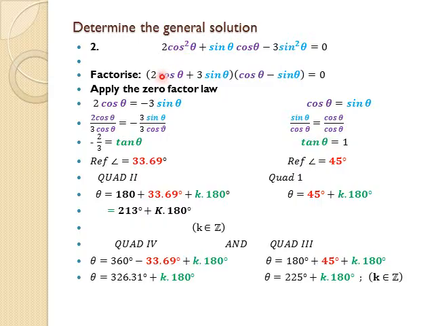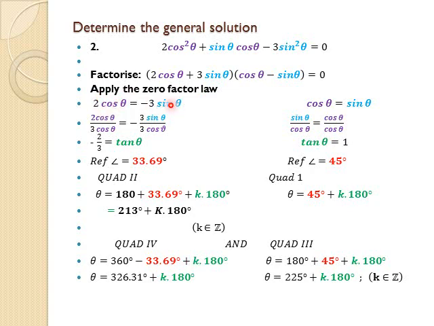So there, 2 is a prime number, so 2 cos theta times cos theta would give me 2 cos squared theta. Minus 3 sine squared theta, prime number is 3. So there, positive 3 sine theta times negative sine theta. To get the middle term there, 3 minus the 2 would give me plus 1. So if I apply the zero factor law, I have 2 cos theta equals negative 3 sine theta.